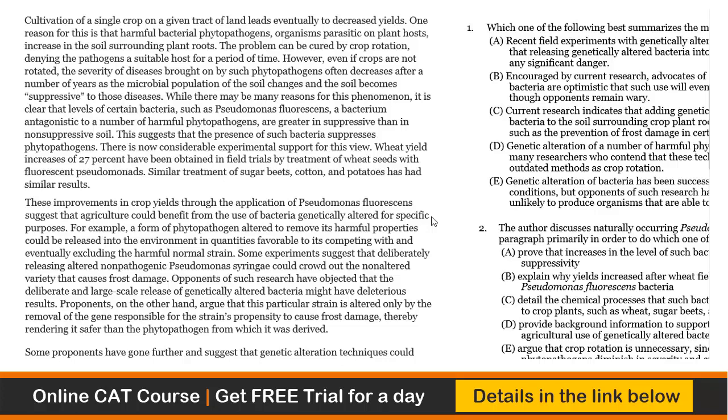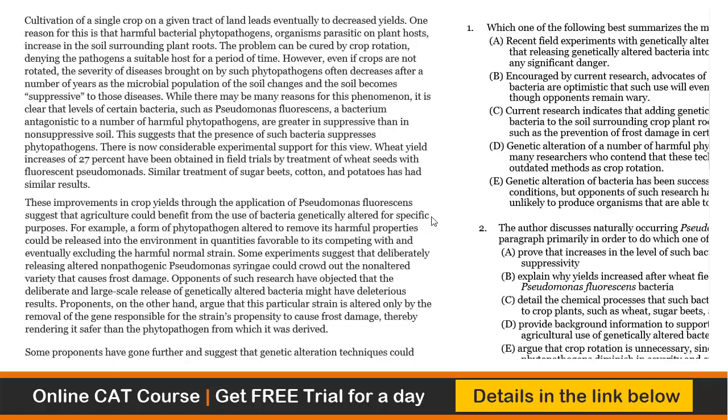While there may be many reasons for this phenomenon, it is clear that levels of certain bacteria such as Pseudomonas, antagonistic to a harmful phytopathogens, are greater in suppressive than in non-suppressive soil. So the author says that one of the reasons why after a long time the severity of the harmful bacteria decreases is because of the level of certain bacteria that are antagonistic to harmful pathogens. That means Pseudomonas is your friend and the phytopathogen is not your friend. This suggests that the presence of such bacteria suppresses phytopathogens. So phytopathogens cause harm, and if you carry on growing a single crop without rotation, gradually you will have Pseudomonas that are antagonistic to phytopathogens.